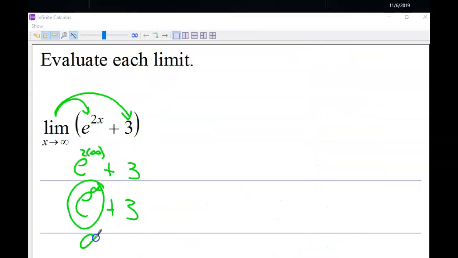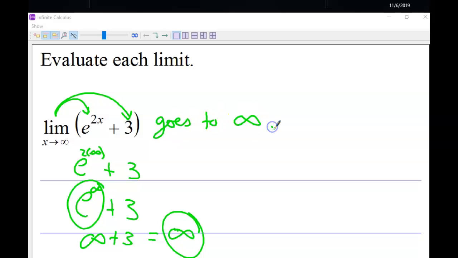So we have infinity here plus 3. Now what is infinity if you add 3 more to it? Guess what? It's infinity. So the answer is that the limit of this function as x approaches infinity is that it goes to infinity. Okay?